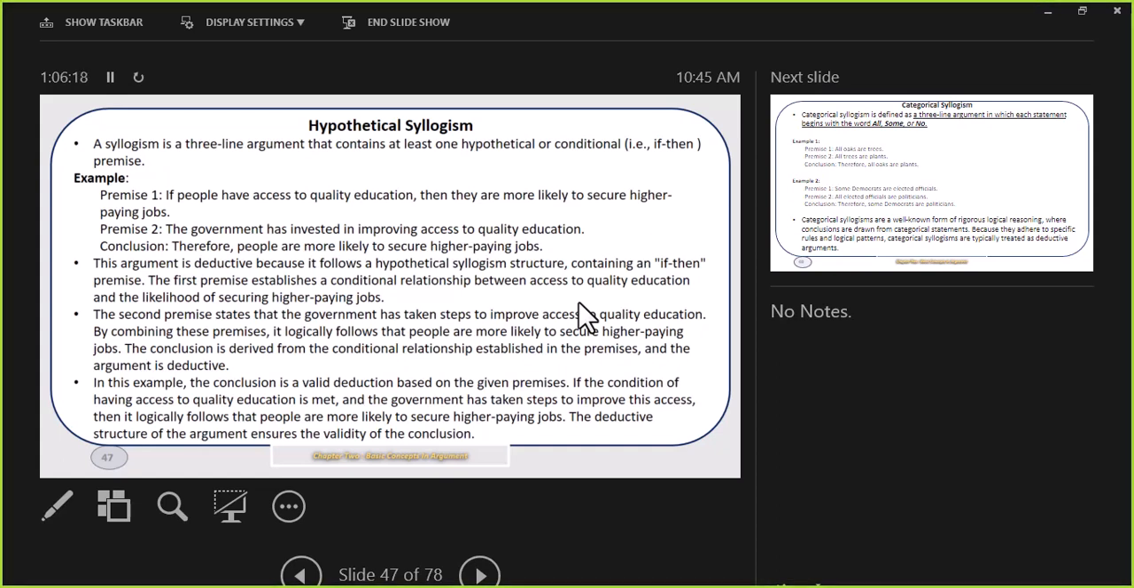A hypothetical syllogism is a syllogism that contains a conditional statement in either the premise or the conclusion. If P then Q, it is P, therefore Q, it's hypothetical syllogism. Premise one is hypothetical, conditional in its nature, right? It's a syllogistic argument. It is a deductive argument, hypothetical syllogism.